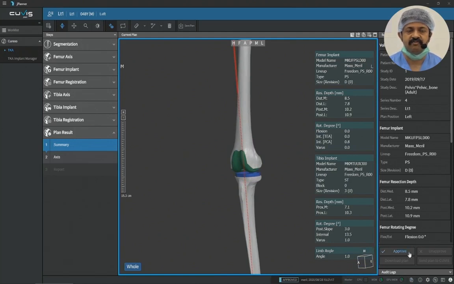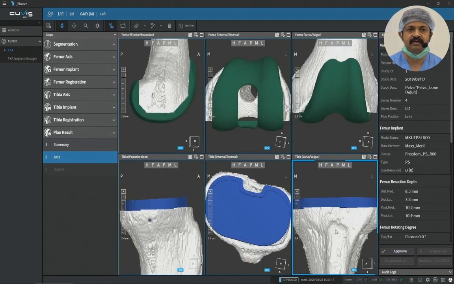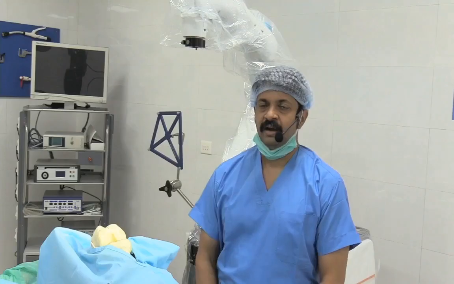Once you see everything is good, that's the time you can click on approve. Once that click is done, the approved plan is something which you can again have a look at, and you can archive the entire plan on a pen drive. The pen drive is then uploaded on the robotic console. The robotic console will then implement this plan in the surgery next day morning.